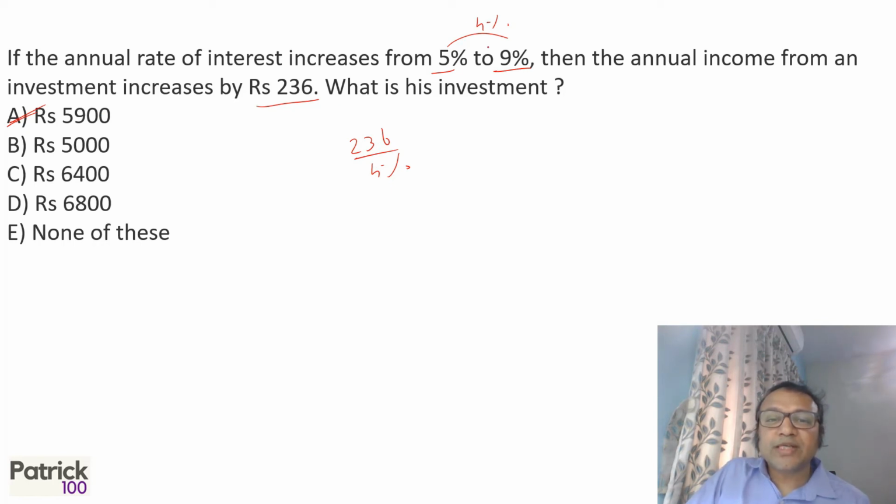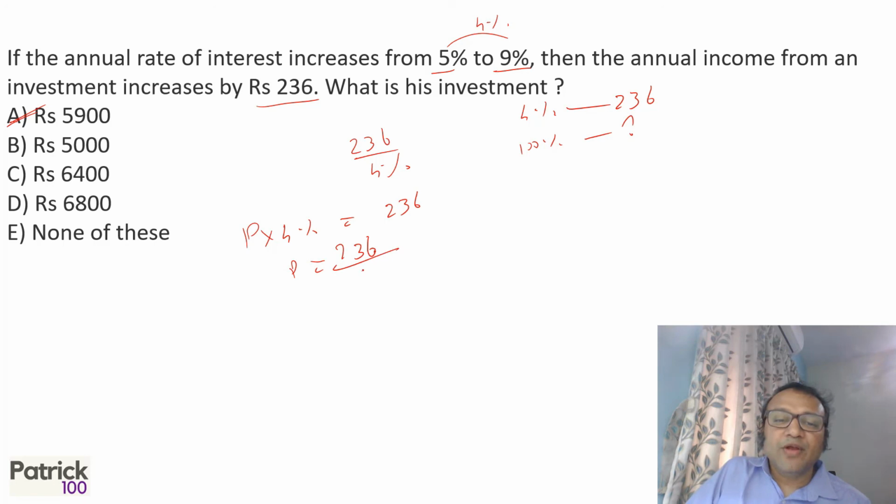Right? So 4% stands for 236 basically. So 100% stands for how much? This is one way. Or principal into the 4% extra that you get is 236. So you get the principal as 236 upon 4%. So either way you do it, you should get 5900 as the answer.